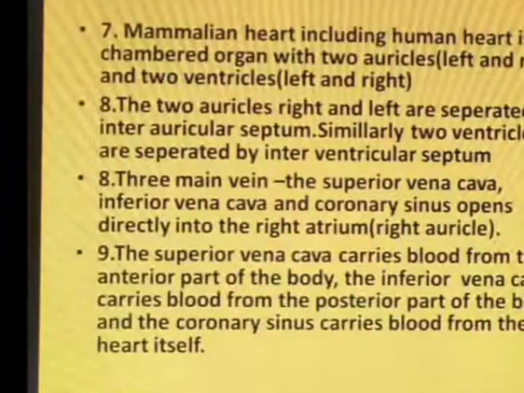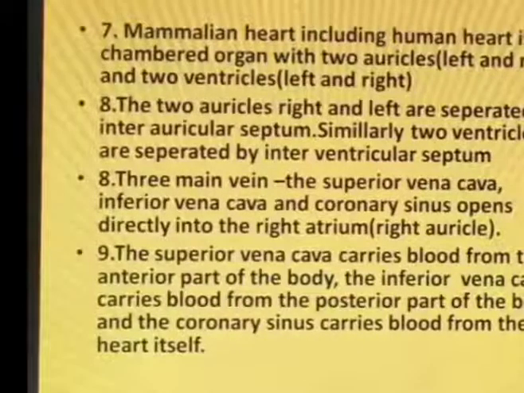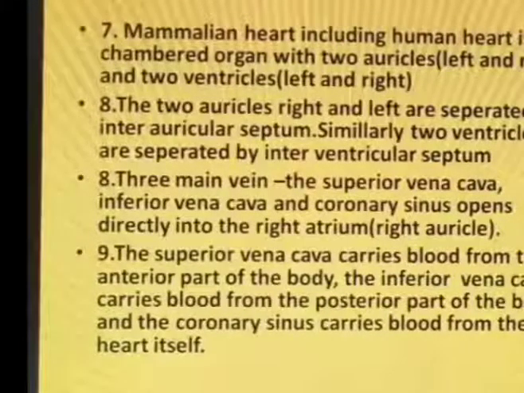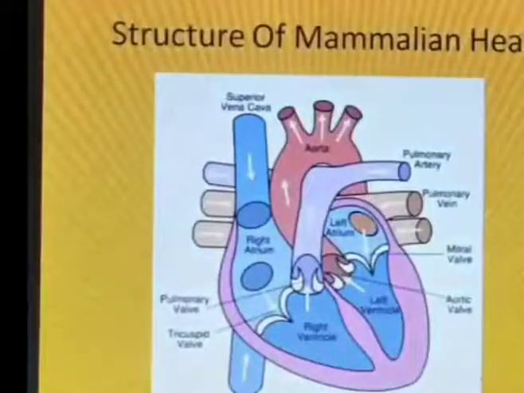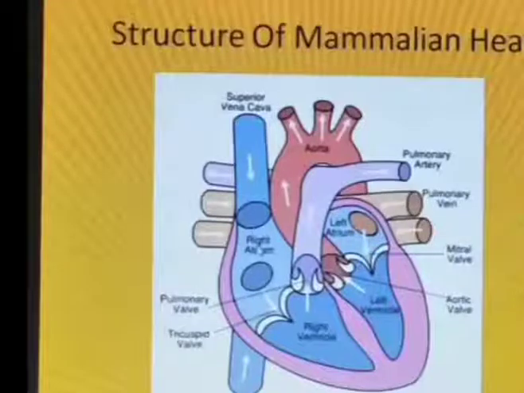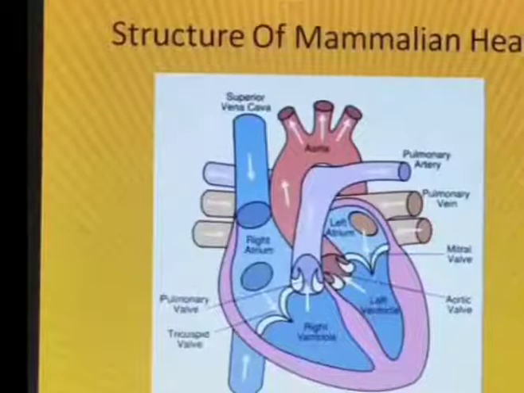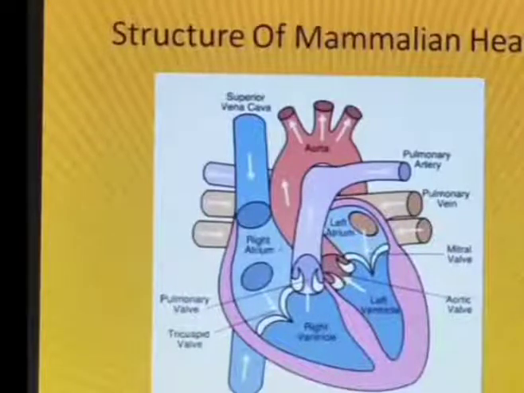Now, the structure of the mammalian heart was first described by William Harvey in 1628. The mammalian heart, including the human heart, is a four-chambered organ with two auricles, left and right, and two ventricles, left and right. So you see here the right auricle, right ventricle, left auricle and left ventricle. So there are four chambers and these chambers are completely separated from each other.